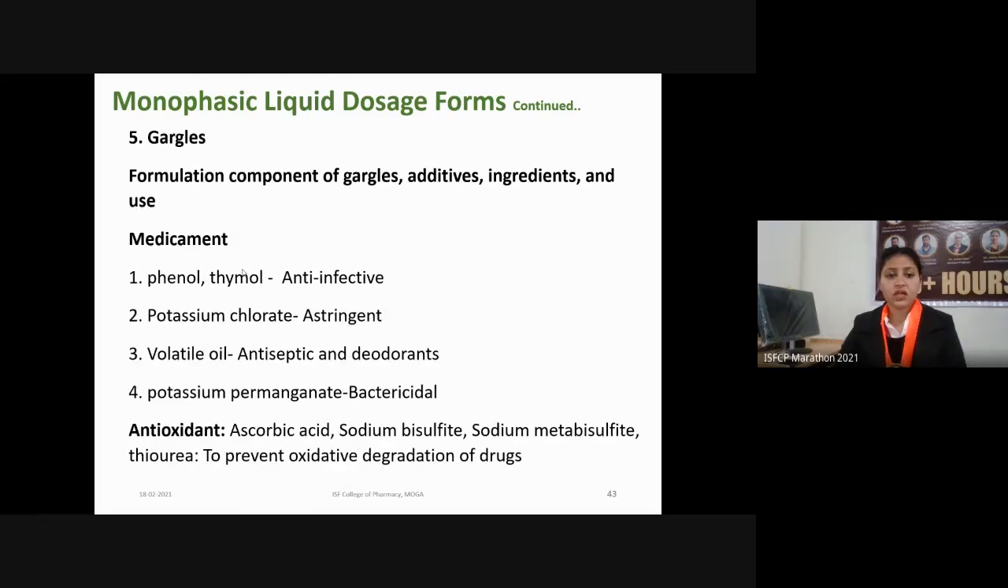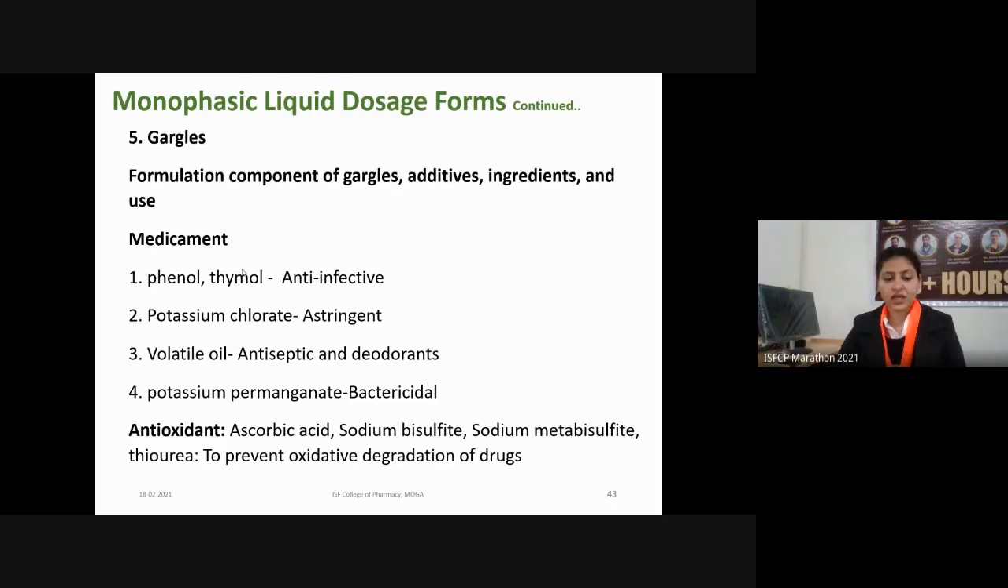The medicaments that we can disperse in the gargles are phenol, thymol, that will act as an anti-infective. Potassium chloride can be used as an astringent. Volatile oils can be used as antiseptics and deodorants. Potassium permanganate can be used as a bactericidal. These are the medicaments that can be used in the preparation of the gargles.